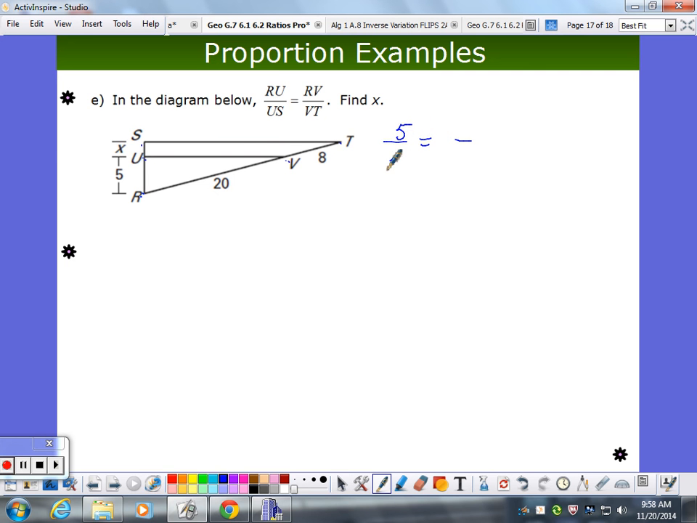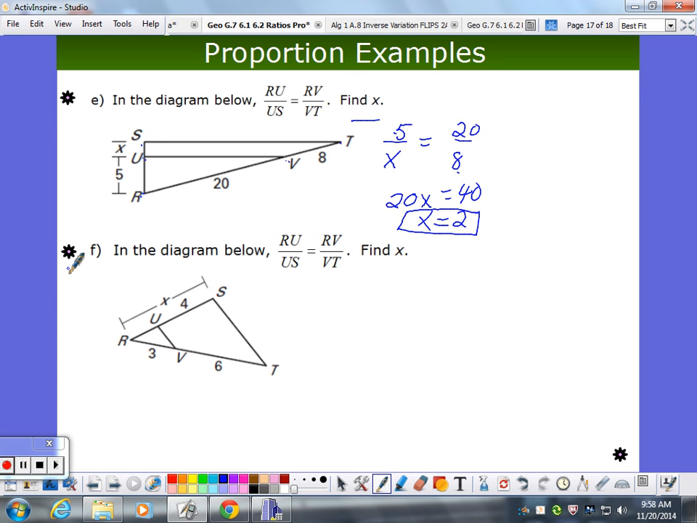US is x. RV's value is 20, and VT is 8. Set up the proportion and solve. Take cross products, the easiest way I think to deal with it, and then divide both sides by 20. So we found x. I have to read the question. You never know what they're going to ask, so I always go back here. They just want x. There it is.